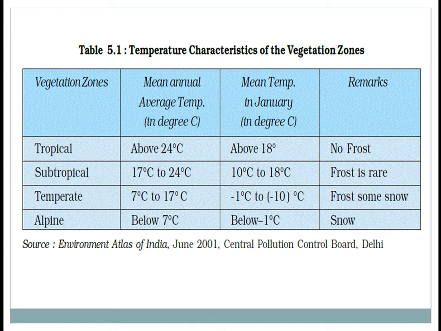Subtropical is 17 degrees to 24 degrees Celsius. In the month of January we have 10 degrees to 18 degrees, and frost is rare. Temperate is 7 degrees to 17 degrees Celsius. Then in January the temperature moves from -1 degree to -10 degrees Celsius, with frost and some snow. And the last one, alpine, is below 7 degrees, and in January below -1 degree, and the remark is snow. From which source are we taking this? Environment Atlas of India, June 2001, Central Pollution Control Board, Delhi.